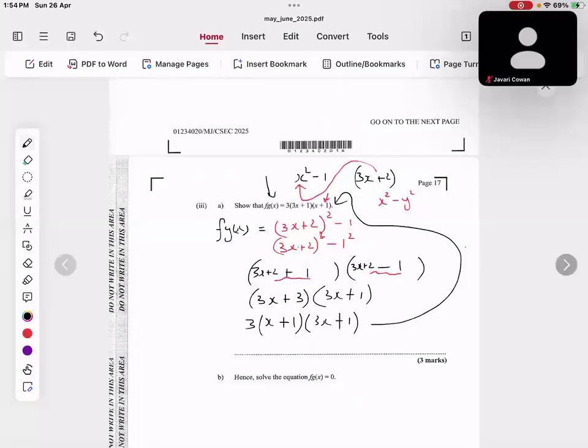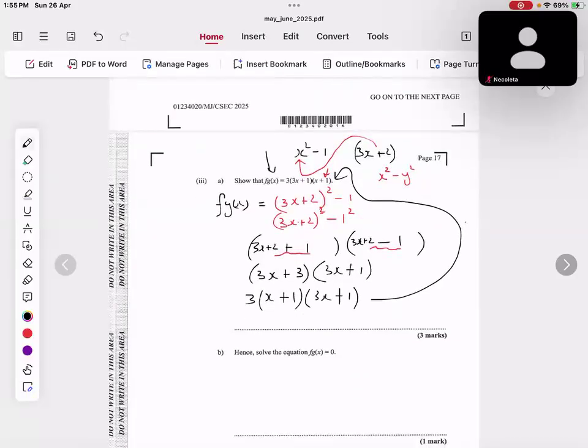Fantastic. No questions in the comments or in the chat? Question? No? Okay. Sir, I'm seeing x plus 1 at the top, and you have 3x plus 1. Oh, I think I see it now. Okay. All right, you good? Yes. Lovely.